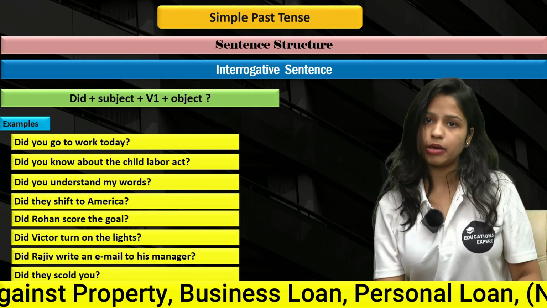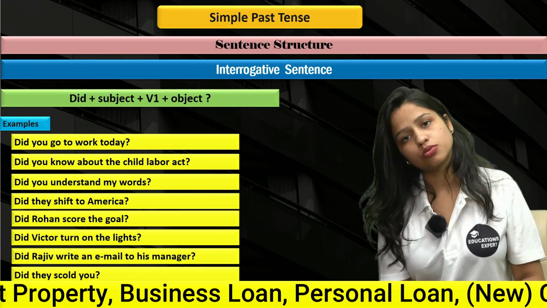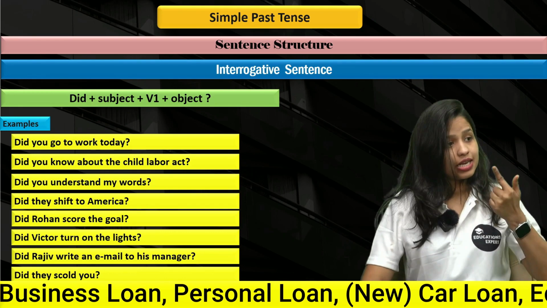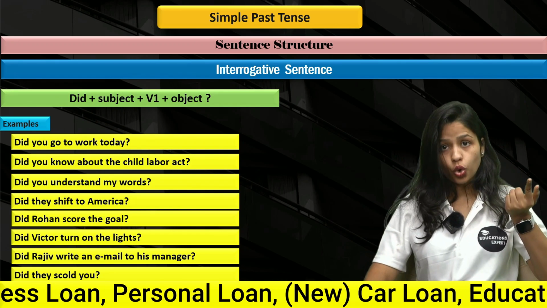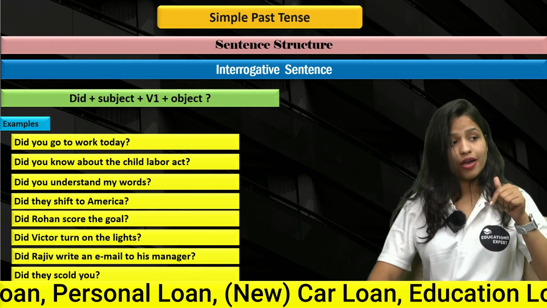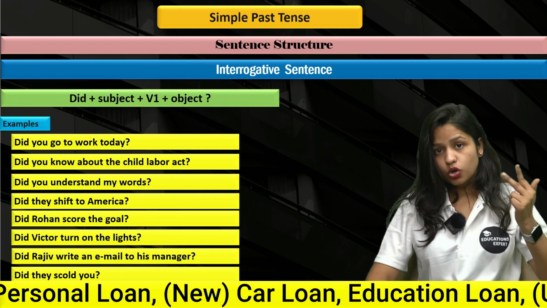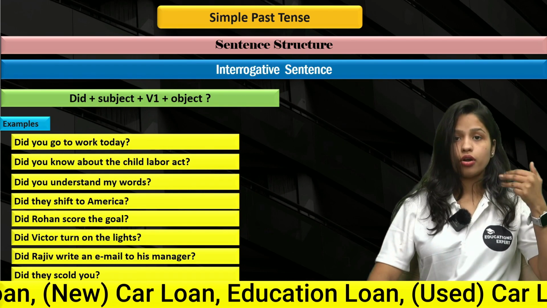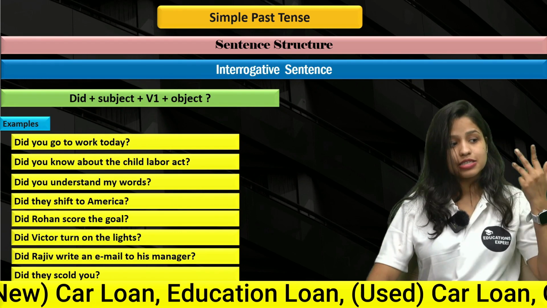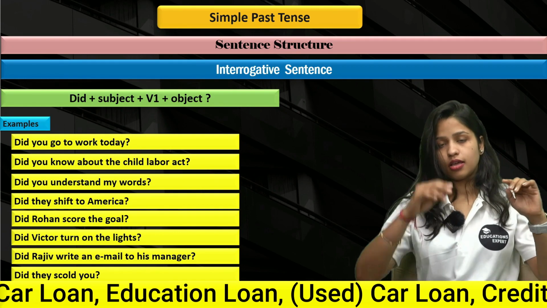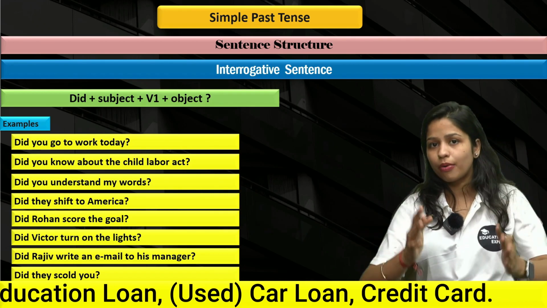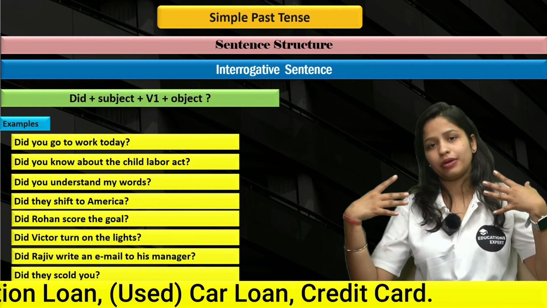So again, remember did plus V1. First up we have go, not went. Next up we have know, not knew. We have understand, not understood. Shift, not shifted. Score, turn, write, scold, pass. Right? Keep it in mind, it's the simplest one. Have to keep it in mind.